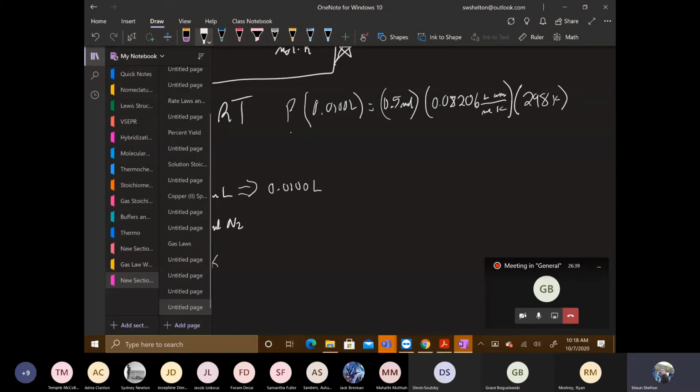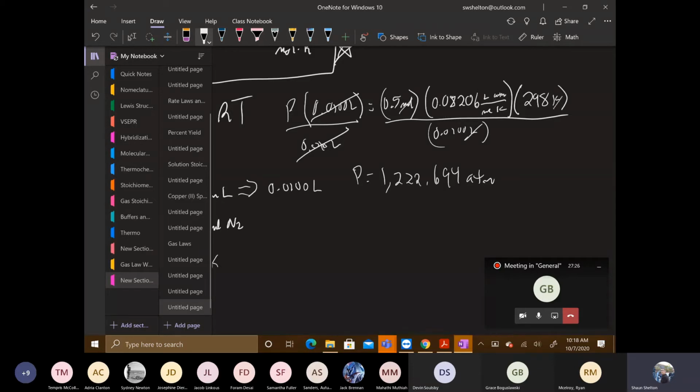And then we have your temperature, which is 298 Kelvin. In order to solve for pressure, we divide by the 0.01 liters to the other side, so the volume cancels out here. All we do now is take your calculators and use parentheses on top. You type in parentheses 0.5 times 0.08206 times 298, close the parentheses, divided by 0.01. What we end up with is 1,222.694 atmospheres. Your liters will cancel, your moles will cancel, and your Kelvin will cancel with the units on R, so that leaves you with the units of atmospheres.